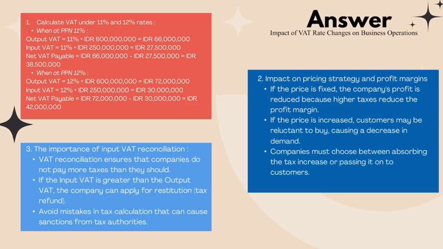Before we calculate VAT under the 11% and 12% rates, we must know the formula. The formula for output VAT is sales times VAT rate. The formula for input VAT is purchases times VAT rate.